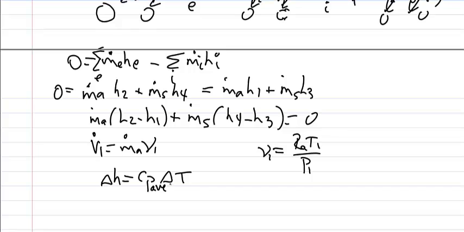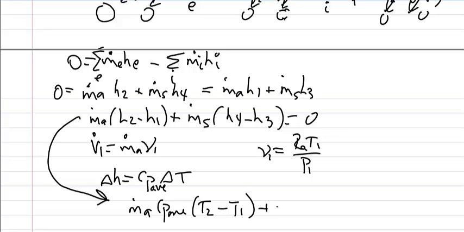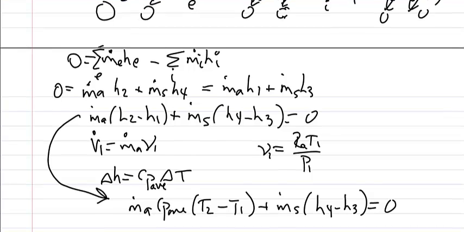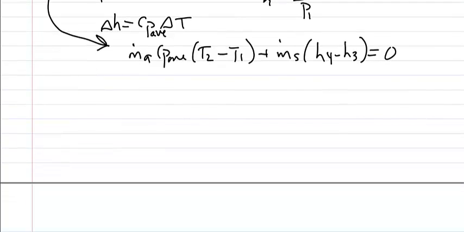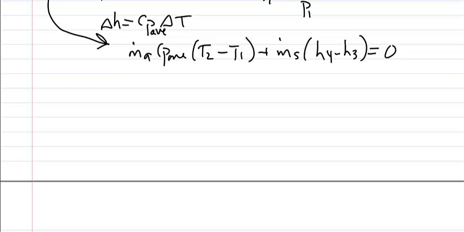As such, we're going to now rewrite our first law equation one more time. We have the mass flow rate of the air times Cp at the average temperature times (T2 minus T1), and then plus the mass flow rate of the steam times (h4 minus h3), and this equals 0. So let's then find the average temperature and find the value of Cp for air. We'll also find the enthalpy data we need for our steam, and then we should be able to go ahead and complete this problem pretty easily.